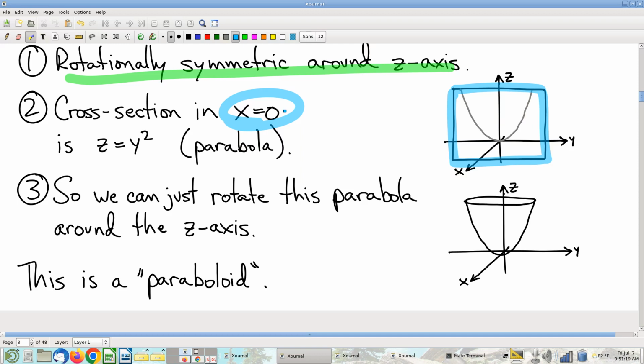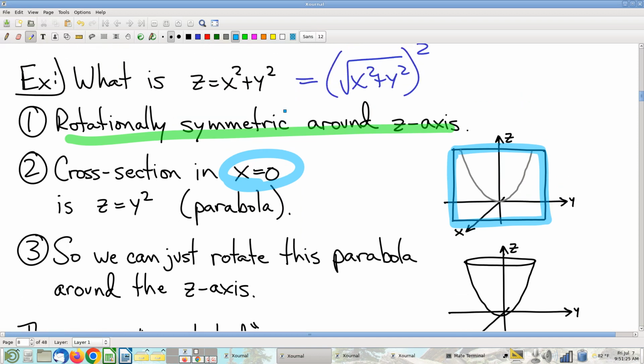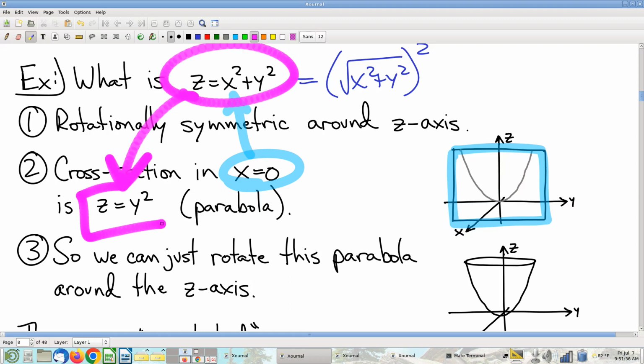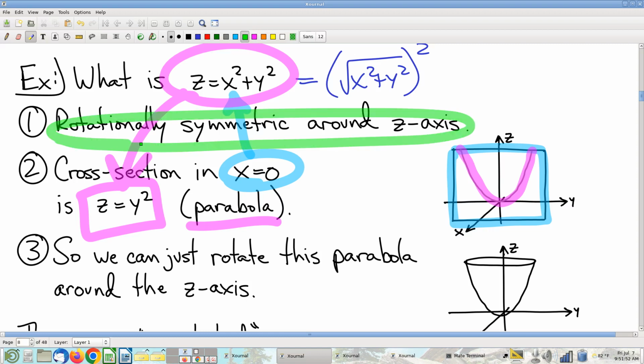But in this plane, it's really easy to understand what this surface looks like. Really easy. Because, after all, if x is equal to 0, plug that right in there, right? This equation then just becomes z equals y squared. That's easy. That's a parabola. So inside of this YZ plane, I know the cross-section is a parabola. And I also know that because of the rotational symmetry, I can just take that and rotate it around the z-axis.